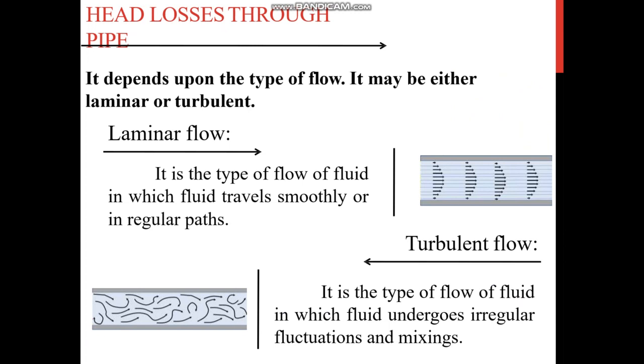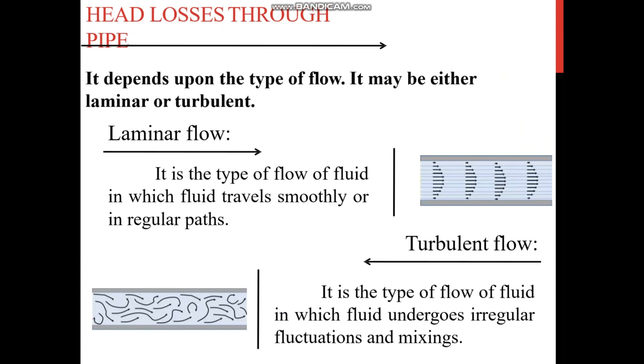The losses through the pipe depend upon the type of the flow. We already discussed the different types of flow in the previous chapter. The two types of flow which are responsible for the head losses through the pipe are: one is laminar flow, second one is turbulent flow. You already know that in a laminar flow the fluid travels smoothly, as shown in the figure, in regular paths, or you can say the streamline.